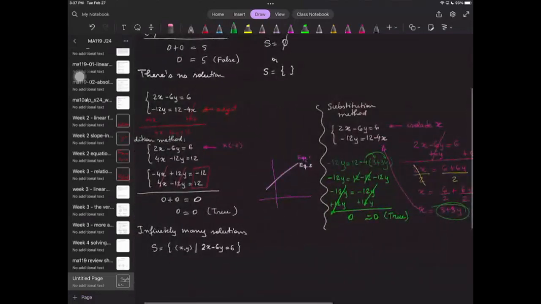Like before, with the other method, I got a true statement, and by the way, it doesn't need to be 0 equals 0. It could be 5 equals 5, 10 equals 10, minus 30 equals minus 30. Whatever results from your cancellation, that's okay. But it happens that in both cases, the way I did it, it comes out as 0 equals 0. So when you get a true statement, regardless of what the number is, it just says a number equals itself. This is a true statement. We have infinitely many solutions, therefore my solution set is still the same, right? It's just a different way of getting the same answer.